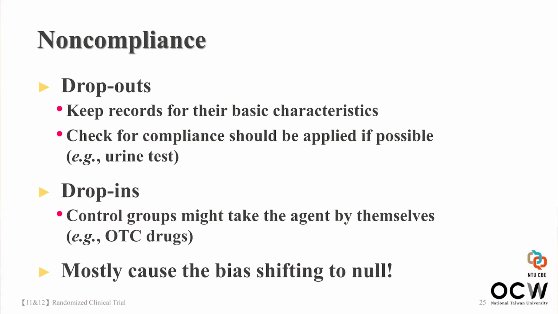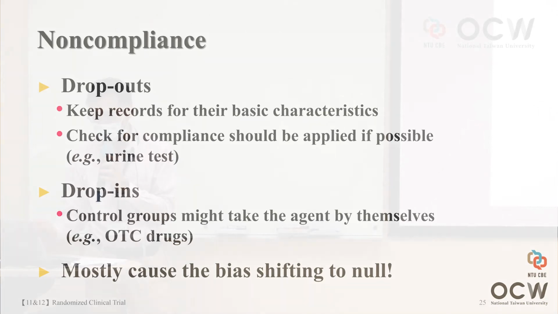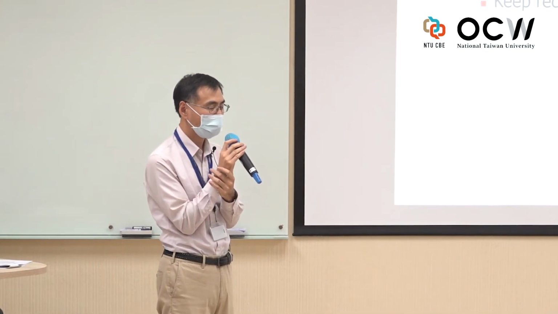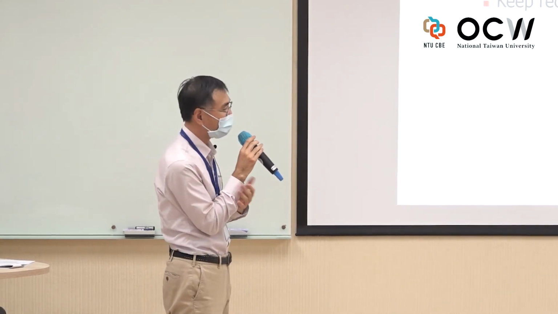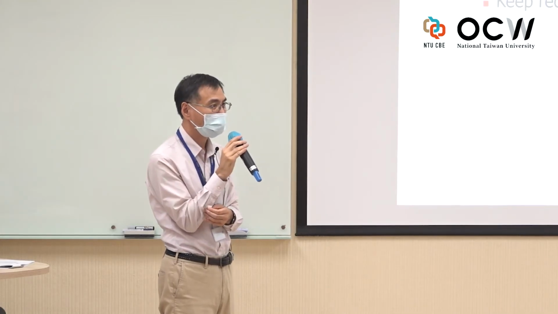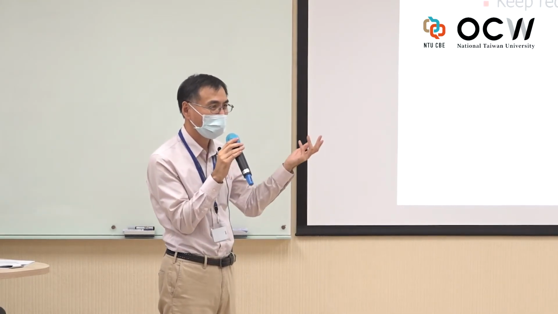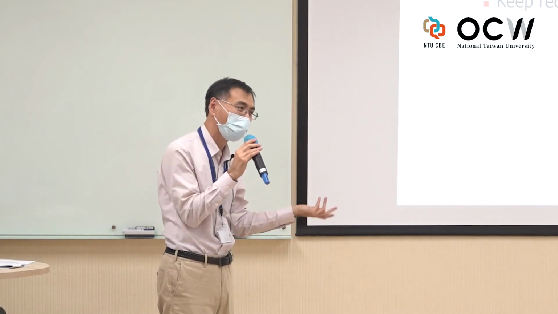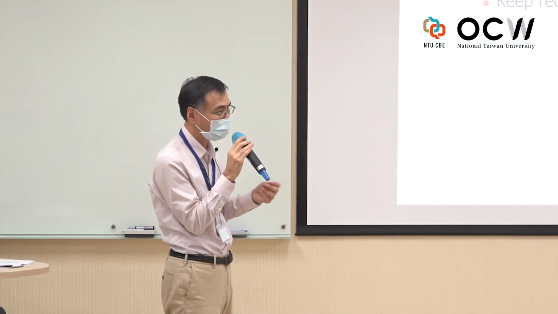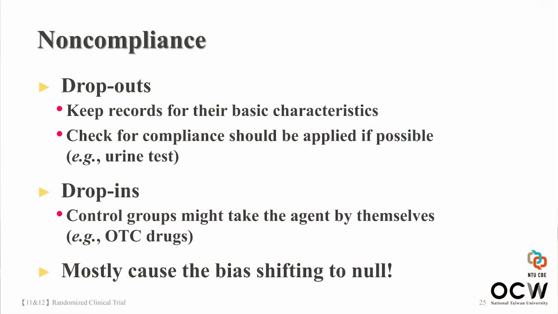Okay, non-compliance. That's one of the important issues. It could be dropout, like I said, where some people just leave without telling you what's happening. But at least you could keep the records of the basic characteristics to assess what happened. It might be people with high socioeconomic status or low education, more female or more male, younger or older, to have some idea about what's happening.